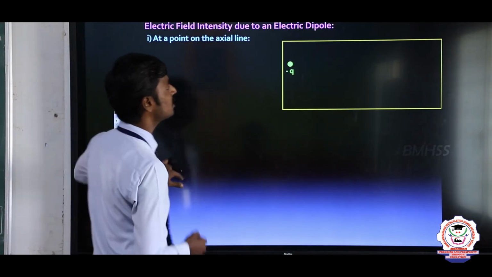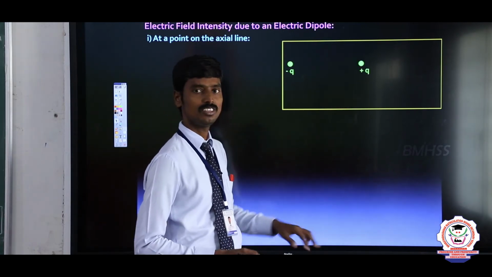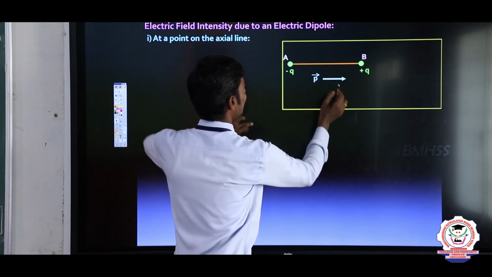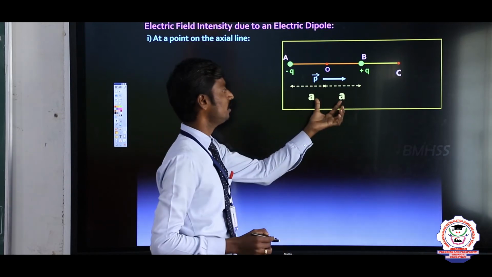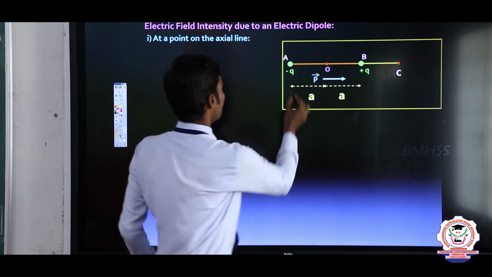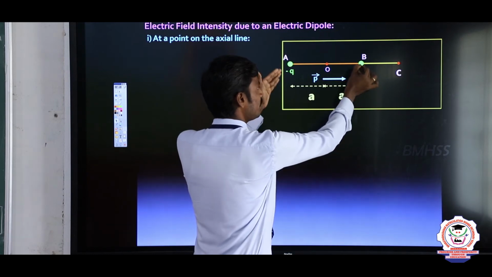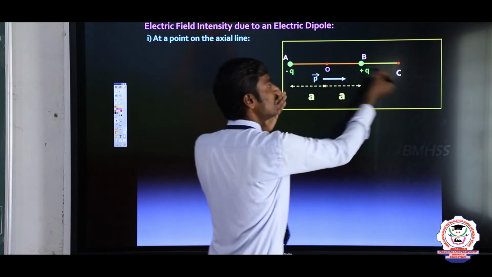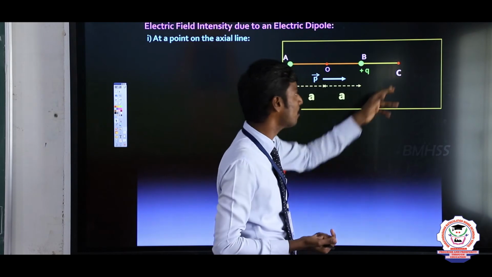Let us consider two point charges, minus q and plus q, separated by a small distance, which means 2a: this one is a, this one is a. So a plus a equals 2a. The minus q charge and plus q charge separated by a distance 2a constitute an electric dipole. In this electric dipole, the charges produce an electric field at a point C. How much electric field is produced at the point C?